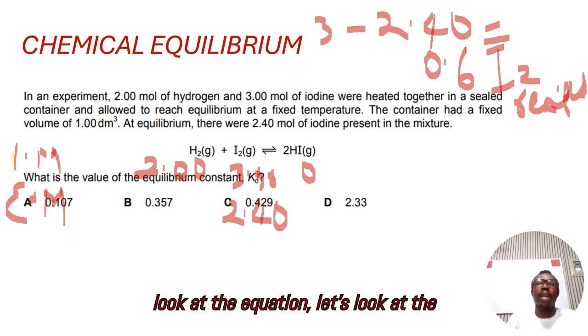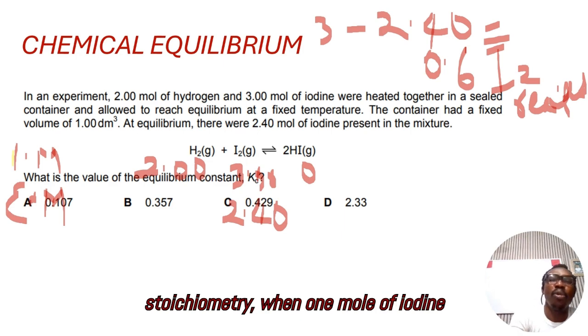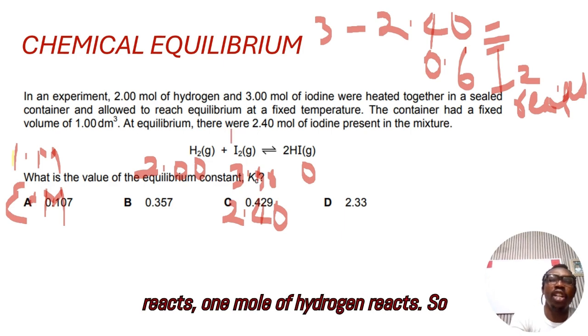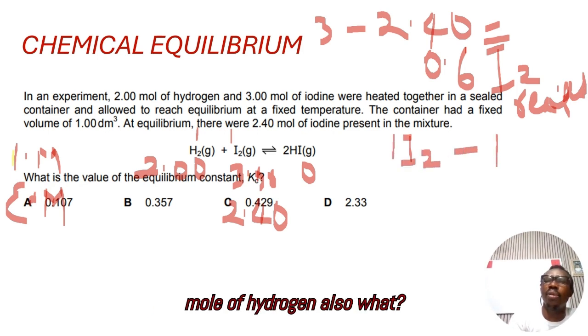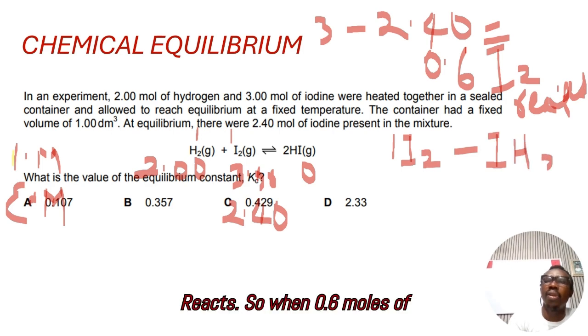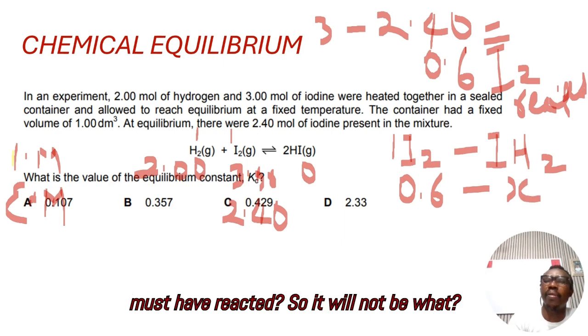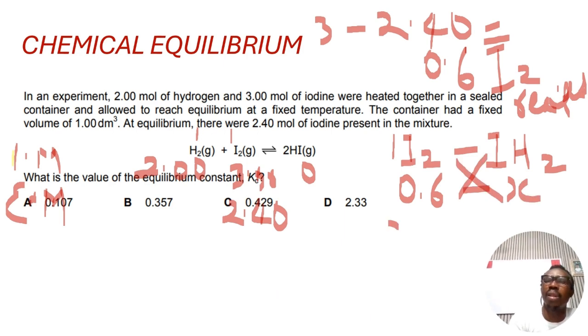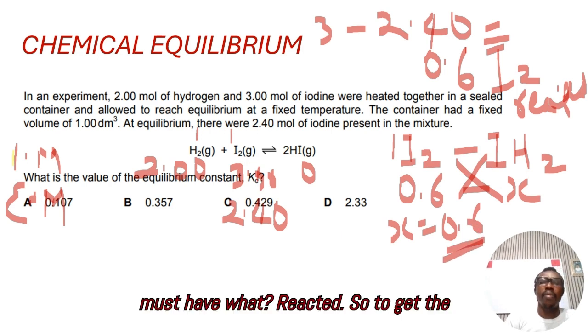So if you look at the equation, let's look at the stoichiometry of the equation. From the stoichiometry, when 1 mole of iodine reacts, 1 mole of hydrogen reacts. So when 0.6 moles of iodine reacts, how many moles of hydrogen must have reacted? That means 0.6 moles of hydrogen also must have reacted.